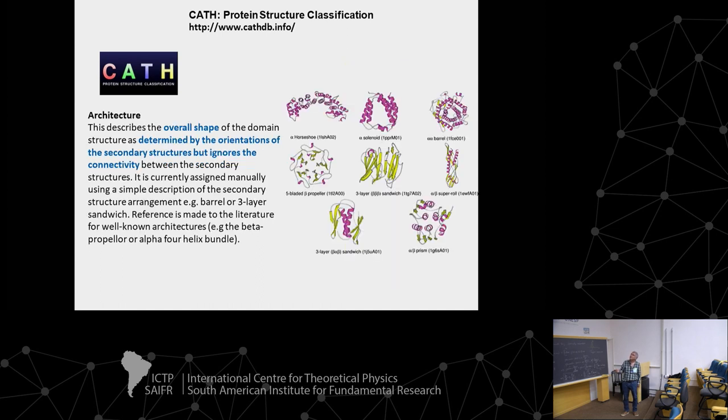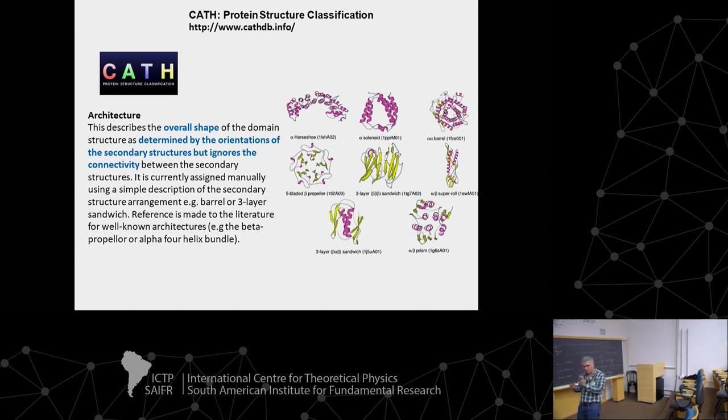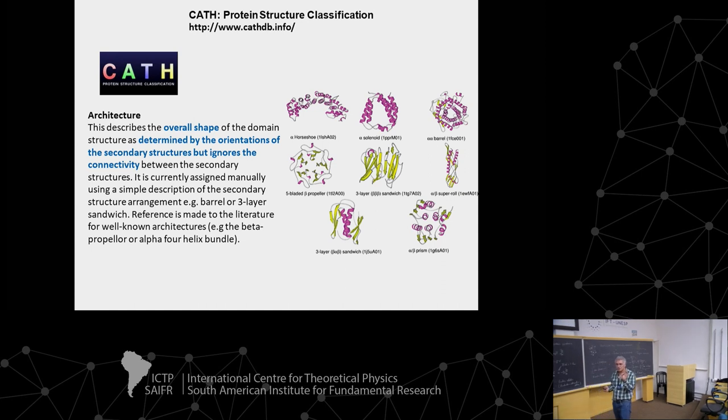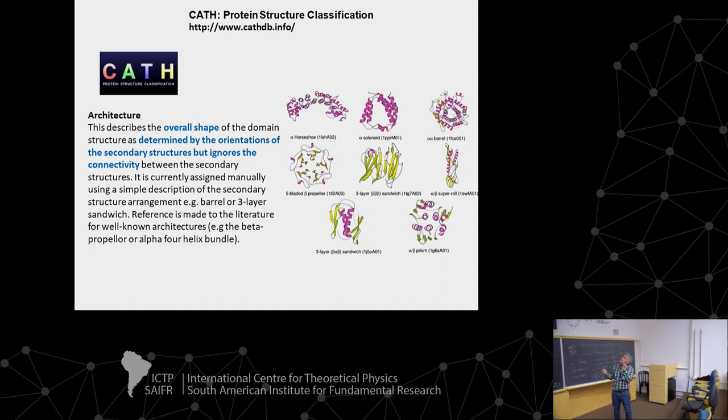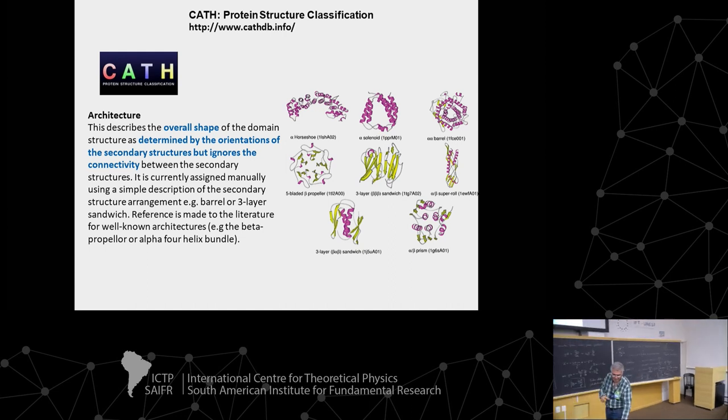Okay. And then you have the second level, which is called architecture, which classifies the proteins according to the organization of these secondary structures in the three-dimensional globular structure, without taking into consideration the connectivity between the secondary structures. So you can have four alpha helices like this. If we ignore how these alpha helices are connected, they're in the same architecture.